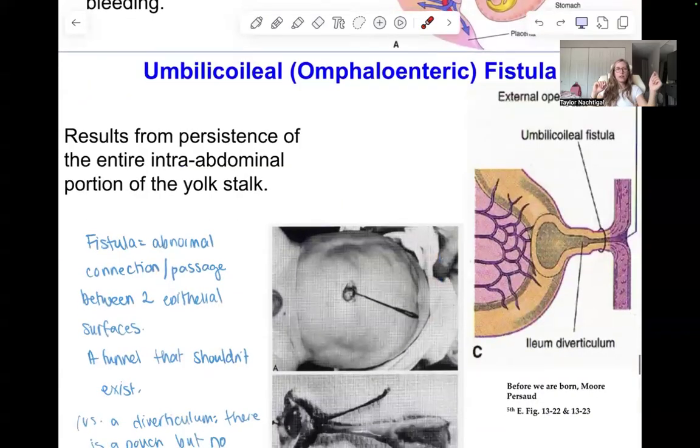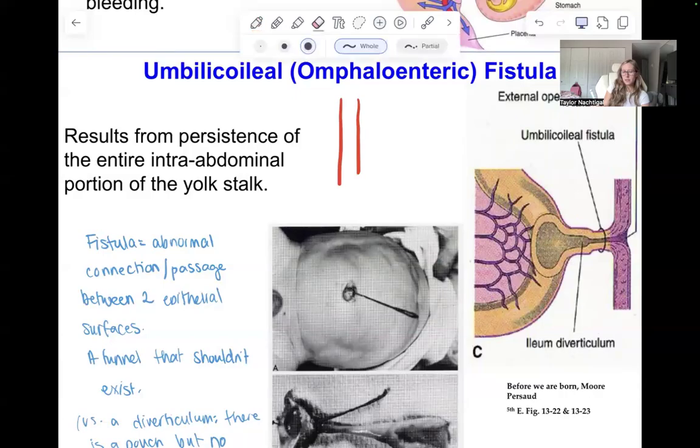Okay, what about an omphaloenteric fistula? So what's the difference between a fistula and a diverticulum? A diverticulum is a pouch. So if we have the alimentary canal, a diverticulum is going to be an outpouching like this. A fistula would be an outpouching, except it opens at one end.